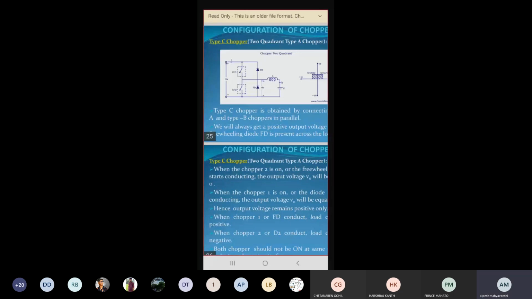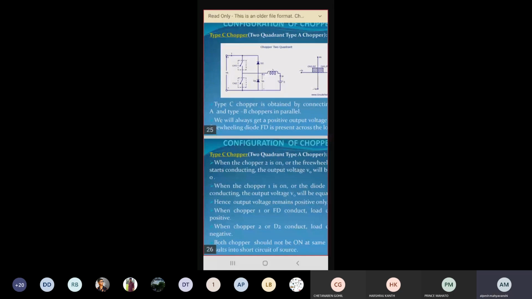Now first we assume that chopper 2 is on, or the freewheeling diode starts conducting. We are assuming that chopper 2 is on, or the freewheeling diode is in conducting mode. So at that time the output voltage will be equal to 0. It will make a short circuit across the load. When chopper 2 is on or the freewheeling diode FD is on, at that time the output voltage is 0.